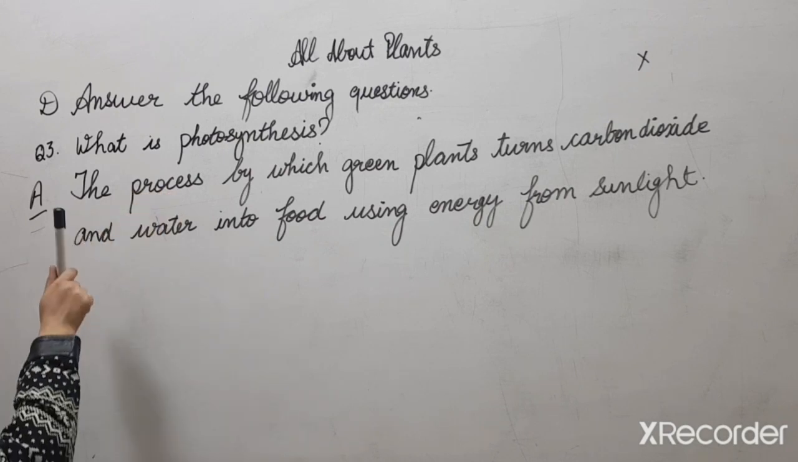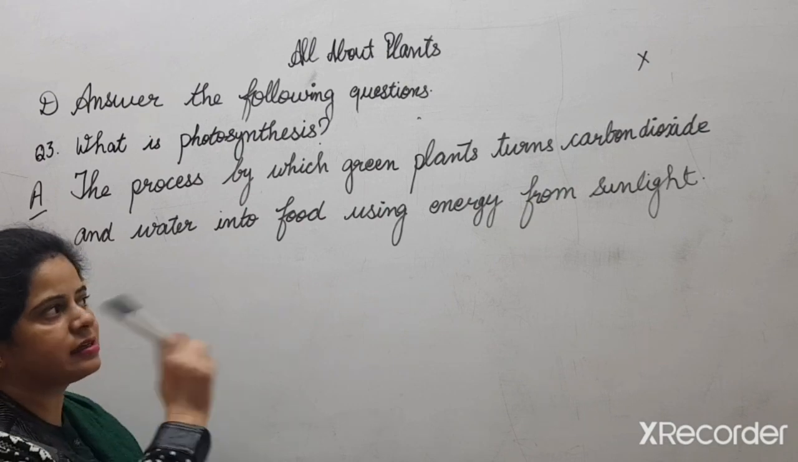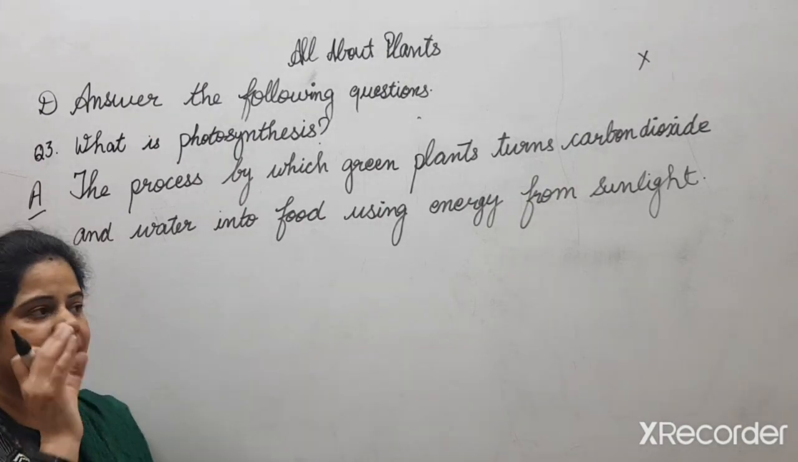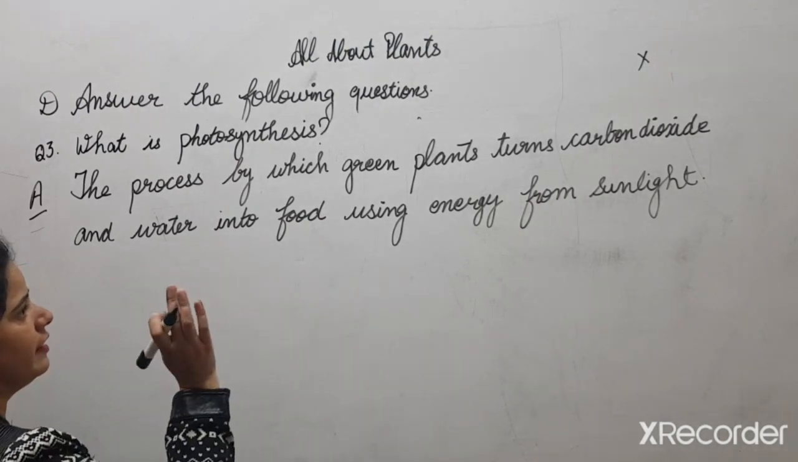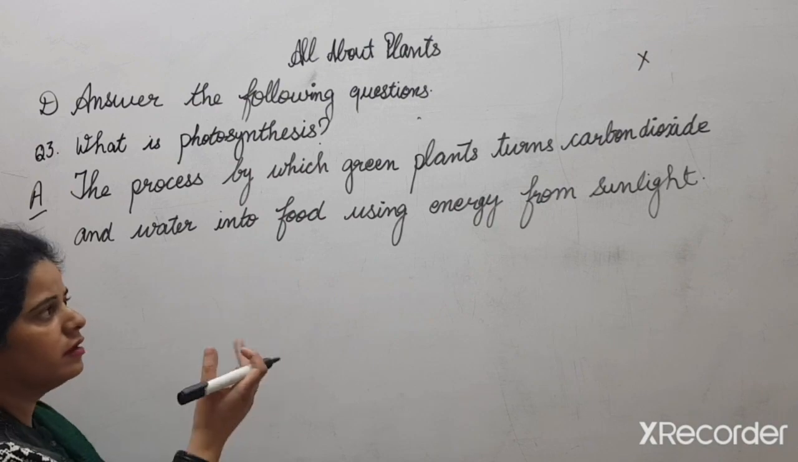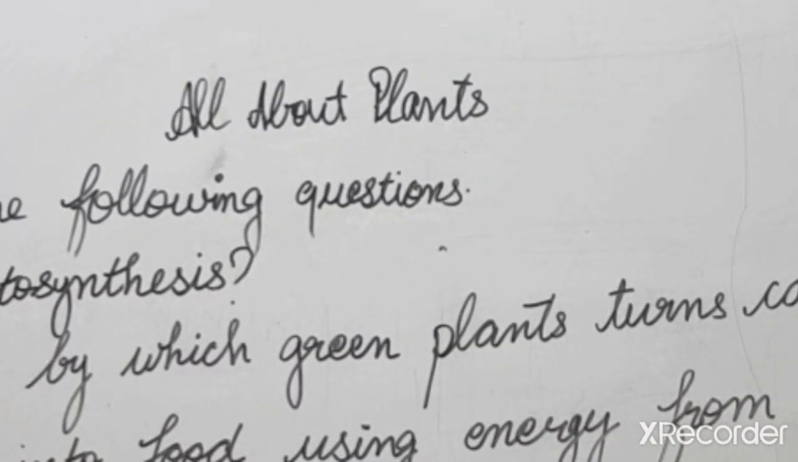Now in this answer, the process by which green plants turn carbon dioxide and water, when the carbon dioxide and water are converted into the food. So complete this work in your notebook.